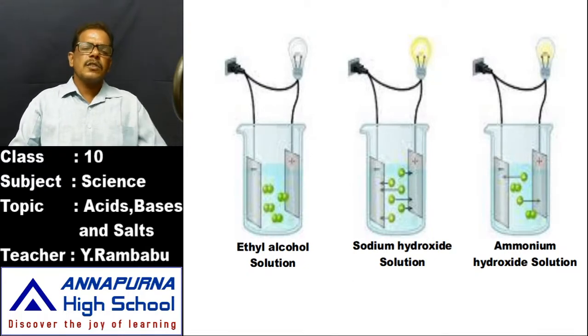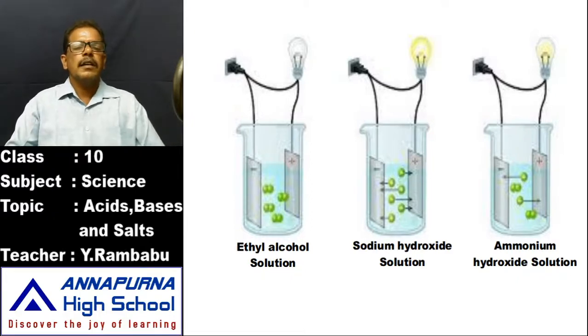The strong bases are also called strong electrolytes. Sodium hydroxide, potassium hydroxide are examples of strong bases. Next, weak bases. Weak bases are also called weak electrolytes. Ammonium hydroxide, magnesium hydroxide are examples of weak bases or weak electrolytes. Then what about ethyl alcohol? It is a non-electrolyte. Like that we classify.